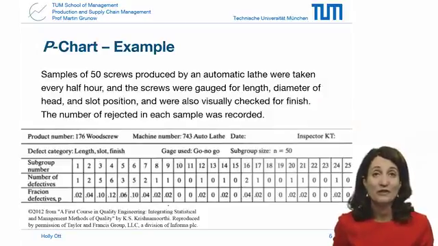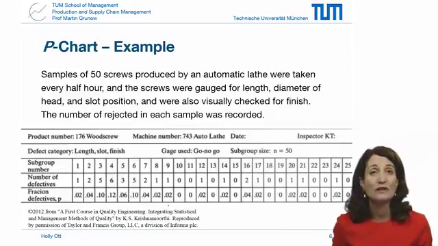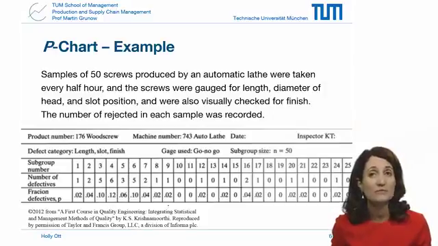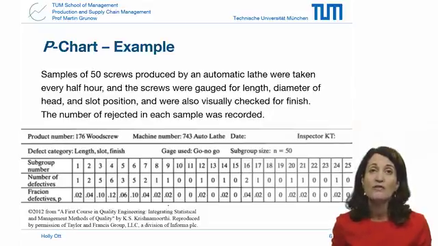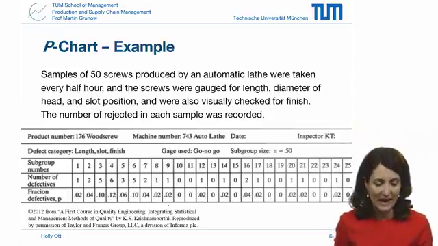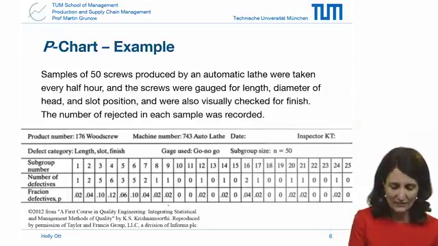Samples of 50 screws produced by an automatic lathe were taken every half an hour, and the screws were then gauged for length, diameter of head, and the slot position, and were visually checked for finish. The number of rejected in each sample was then recorded, and the fraction defectives in each sample is calculated as pi, which we're seeing here in this bottom row.